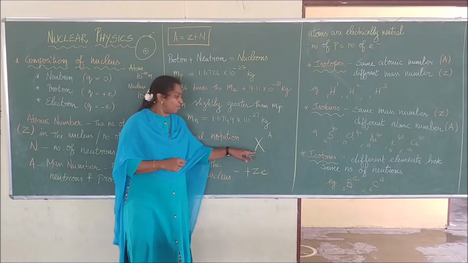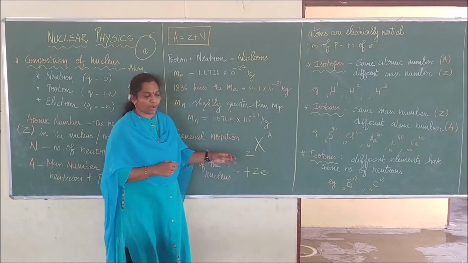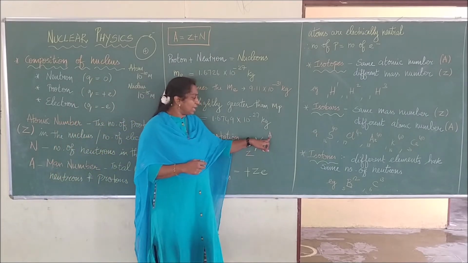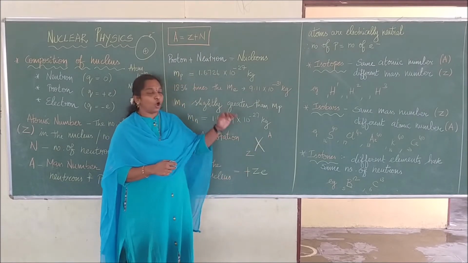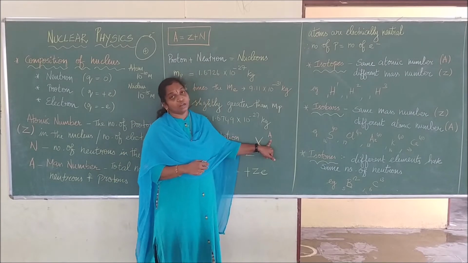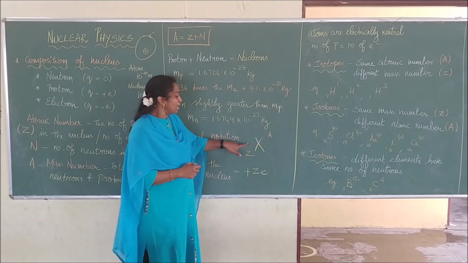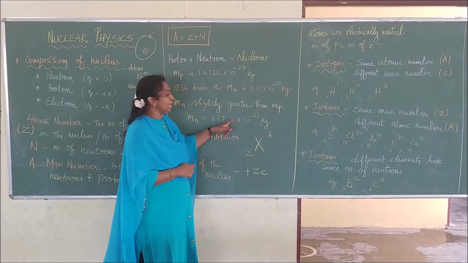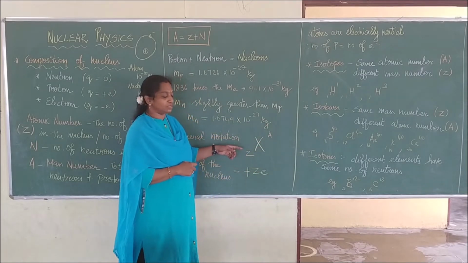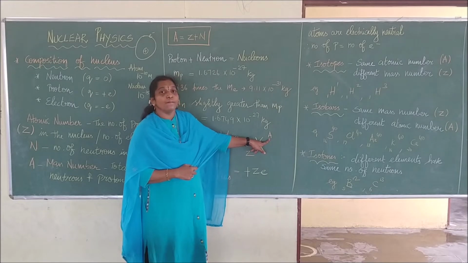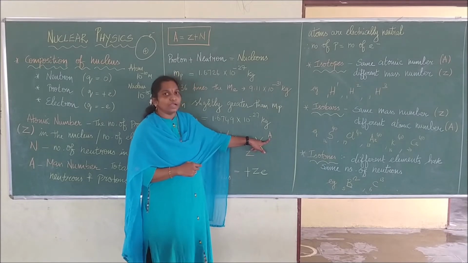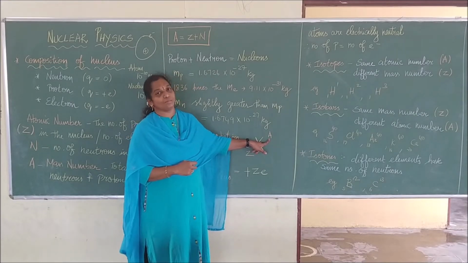X stands for a chemical compound or any element. A stands for the mass number, and Z stands for the atomic number. The mass number should always be at the topmost side. So the general notation for representing any element is X with A on top and Z at the bottom. What is mass number? It is the number of protons plus the number of neutrons.